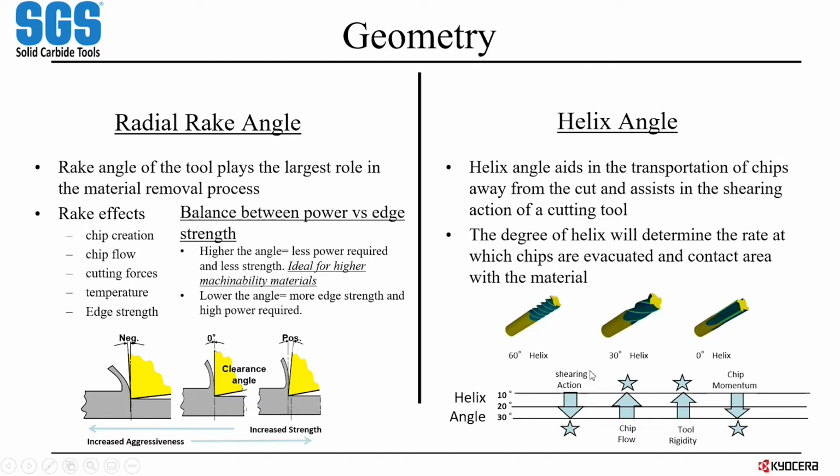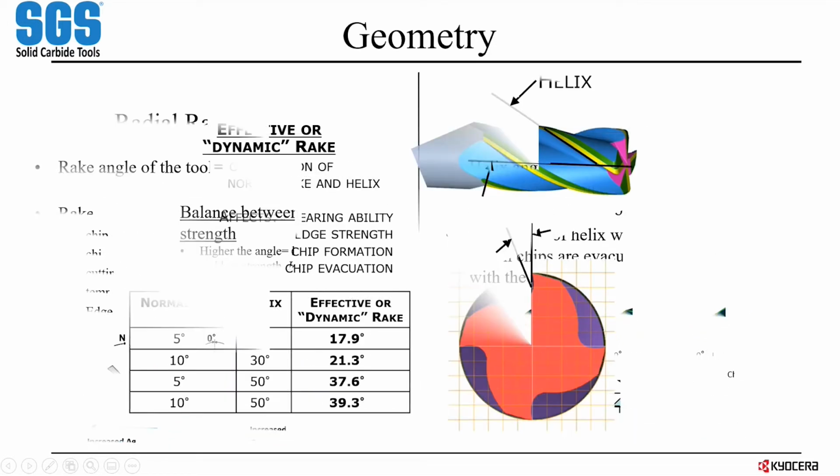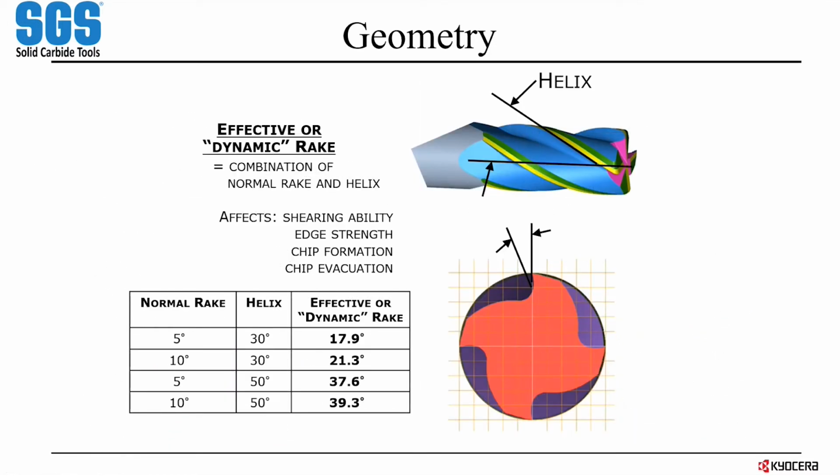And you can see the little graph down here. As you change that helix, you get more shearing action as you go to a tighter helix. As you go down, you get less chip flow, but you get a more rigid tool. So there is a balance and a trade-off there. You have to look at what your application is, what your material is, and how you can best benefit from that.